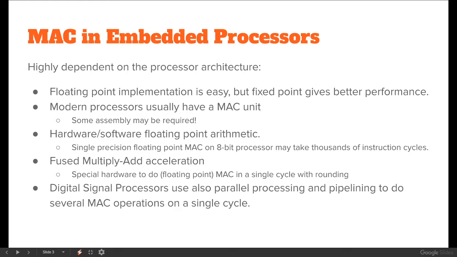But as I said, modern processors usually have a MAC unit. Some assembly may be required. So it's like IKEA furniture, you buy it from the shop, but you still need to assemble it. Hardware, software, floating point arithmetic.